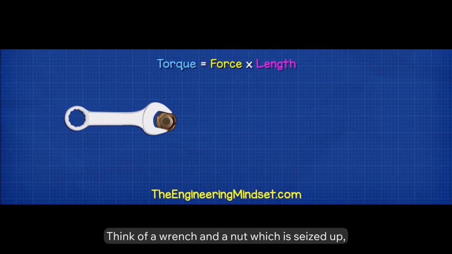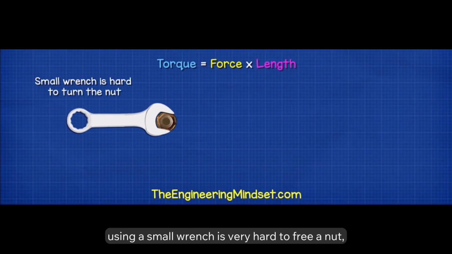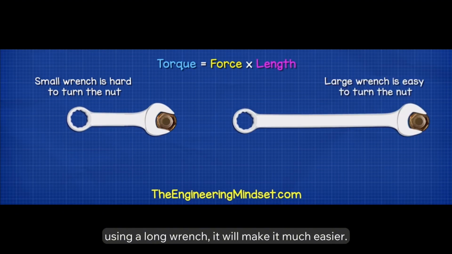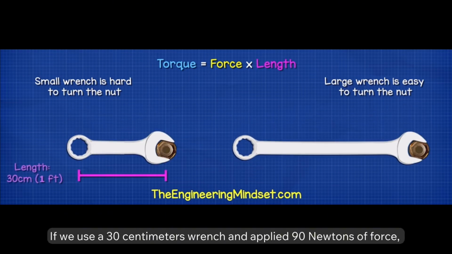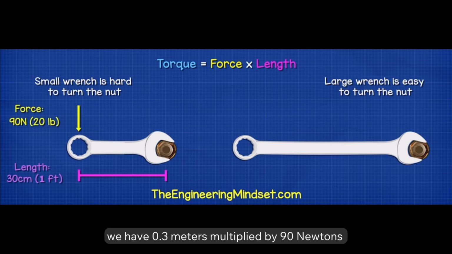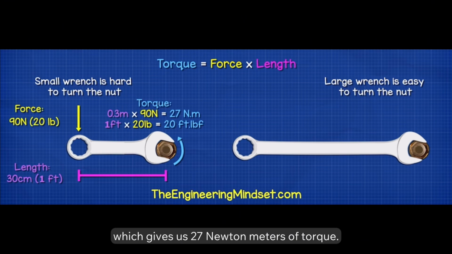Think of a wrench and a nut which is seized up. Using a small wrench, it is very hard to free a nut. Using a long wrench will make it much easier. That's because of torque. If we use a 30 cm wrench and apply 90 newtons of force, we have 0.3 meters multiplied by 90 newtons, which gives us 27 newton meters of torque.